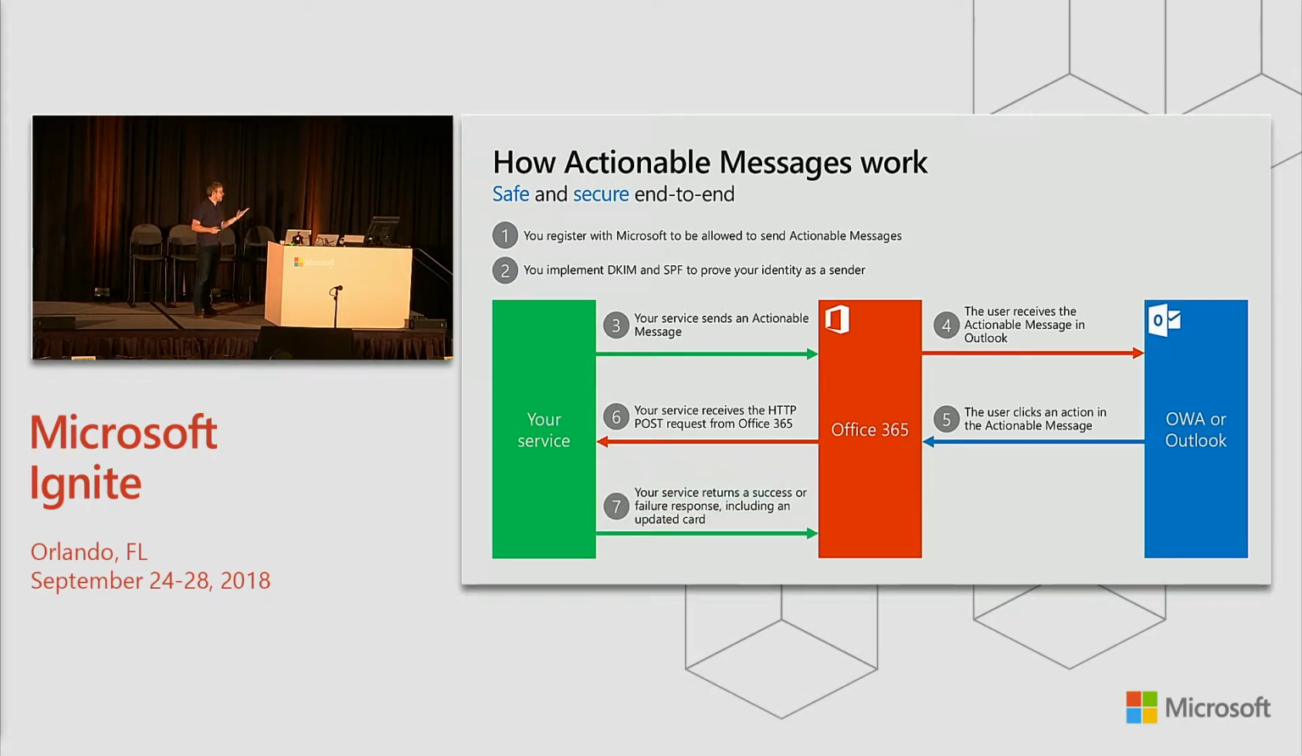So that goes back to Office 365 and back to the client, which updates the visuals of the message to display that new card that you just sent. That card is then saved to the user's mailbox so that, as I was saying before, if the user navigates to another message and comes back to that one in the future, they will see the latest status and not the original card. So this is how it works in a nutshell. Again, safe and secure end-to-end.